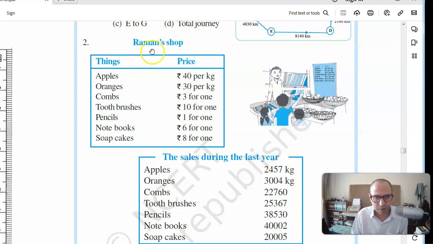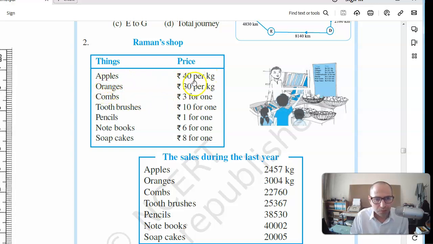The problem is that we have Raman's shop, and there are different objects or items that Raman sells in his shop: apples, oranges, which are fruits, and then other items like combs, toothbrushes, pencils, notebooks, soap cakes, and things like that. I'm not sure what a soap cake is, but whatever that is, let's take it as an object, okay?